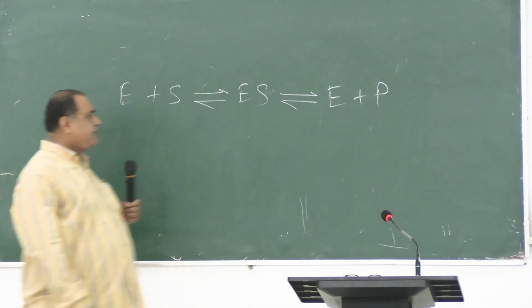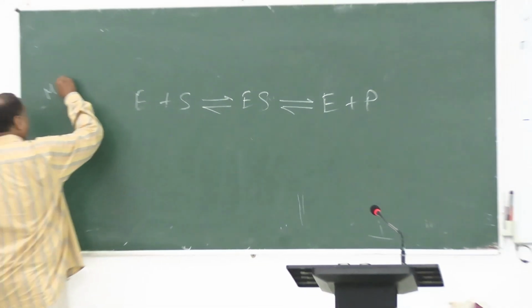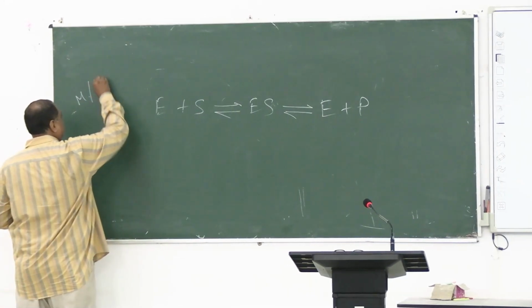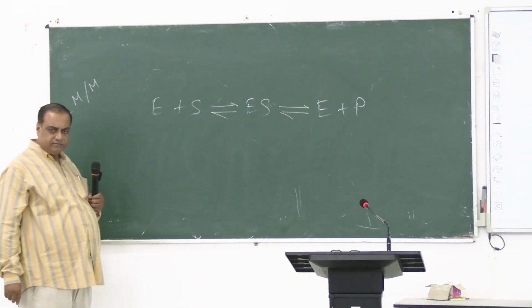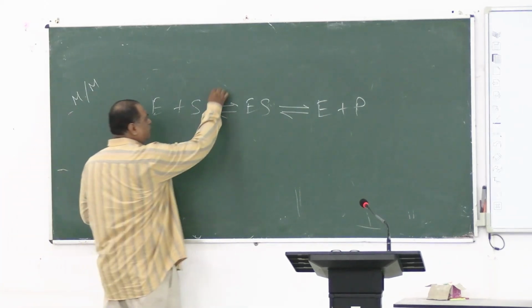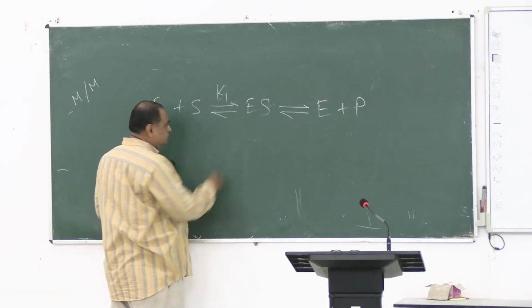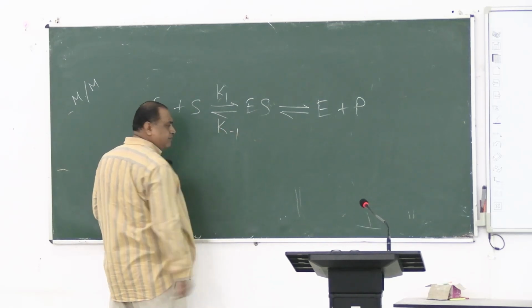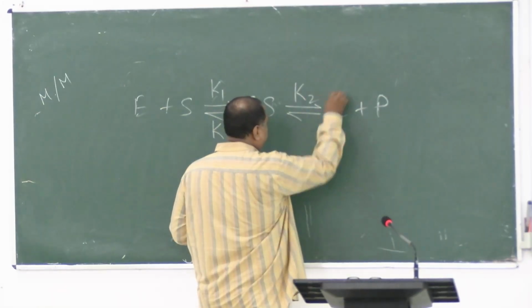Now, this is a reaction, okay? What Michaelis and Menten said in this reaction: what is here? How many constants are there? K1, K minus 1, K2.